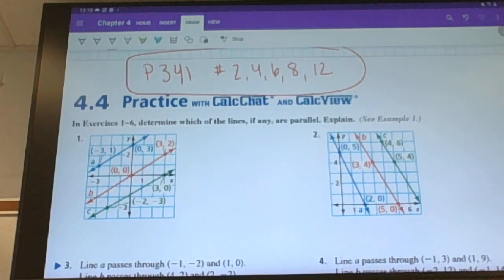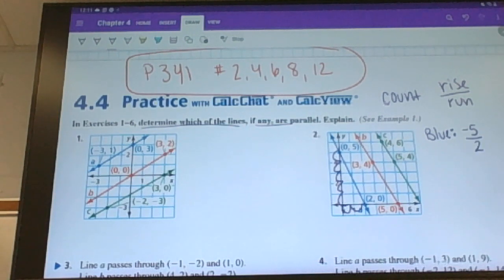All right, number 2. Determine which lines, if any, are parallel. To me, these all look parallel, so I feel like maybe I'm getting tricked. So I'm going to go ahead and count rise over run to make sure they're not tricking me. So for blue, it goes down 5, right 2.